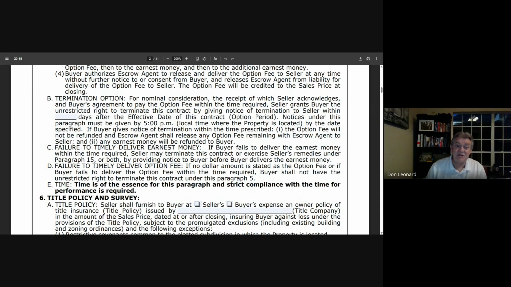And then D talks about if we don't deliver the option fee. It says if no dollar amount is stated as the option fee, or if the buyer fails to deliver it within the time required, then the buyer loses the option period. Still doesn't say anything about killing the contract. It's not going to kill the contract. What it's going to do is create a situation where the buyer does not have the right to walk away.